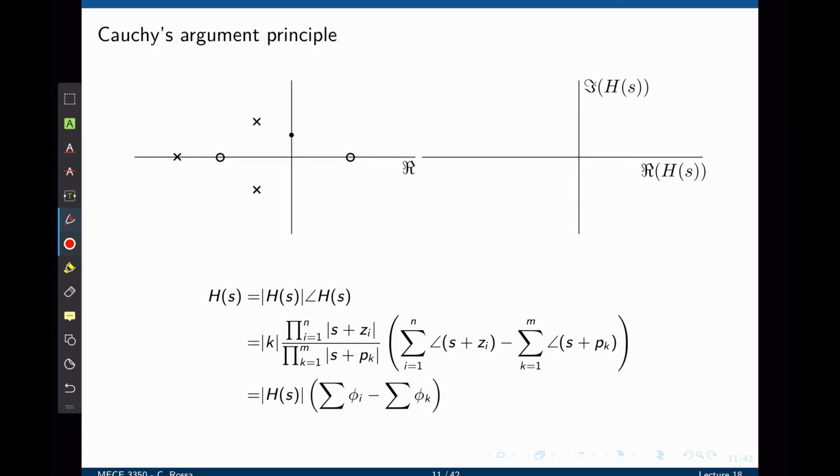To evaluate the phase and magnitude of the transfer function at a given frequency, it is sufficient to set s equal to j omega and specify the point on the S-plane at that specific frequency. So this is the imaginary axis. When s equals j omega, this point is placed on the positive imaginary axis. And let's assume that this is the point of interest. This is the actual frequency given to the system.